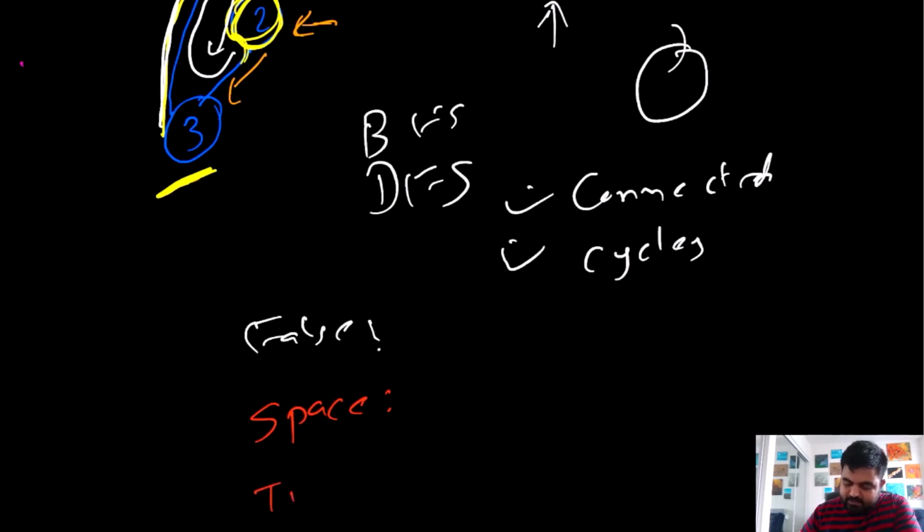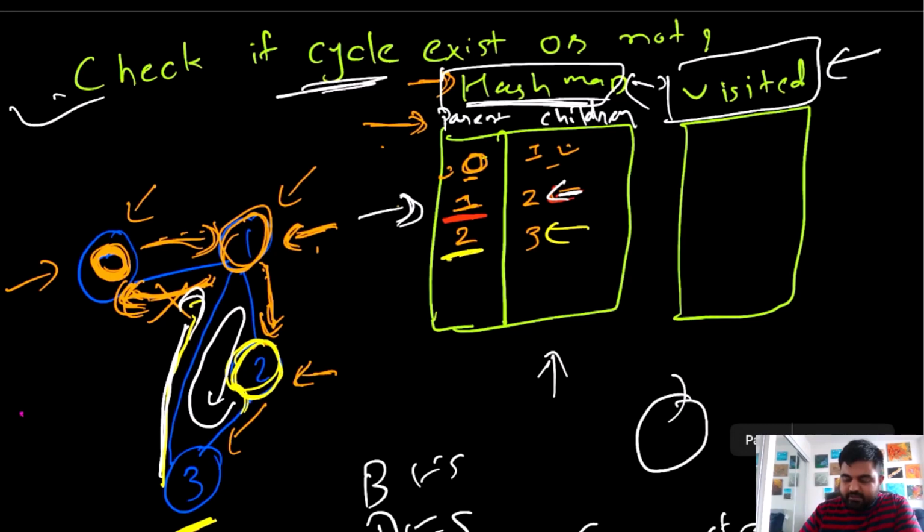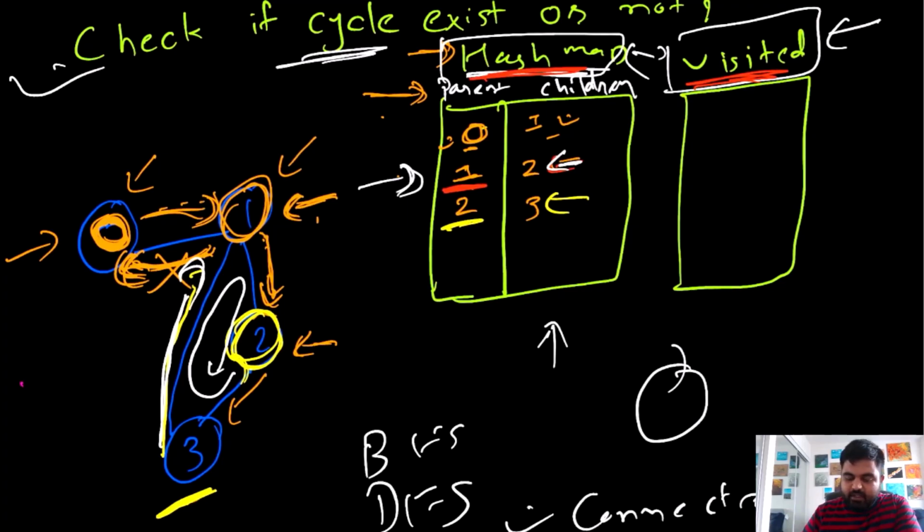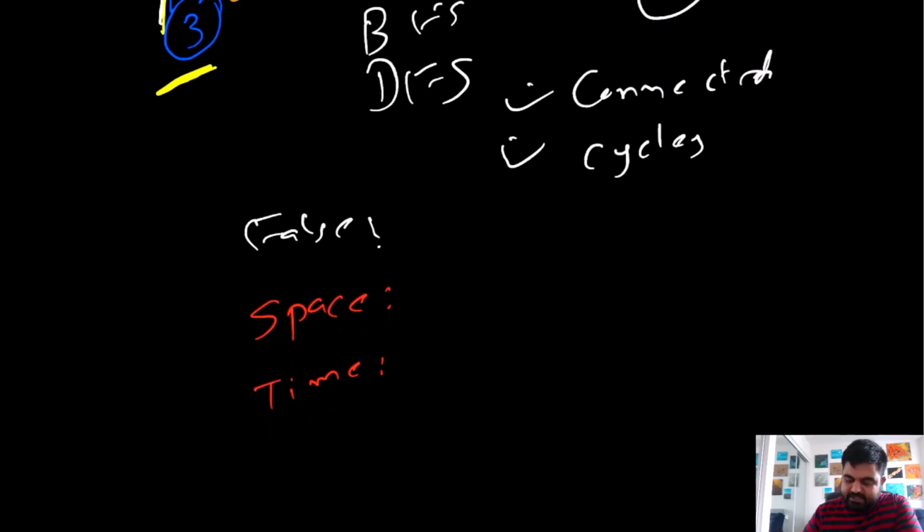So let's first try to determine that. Space complexity, in this case, we know that we will have to use the hash map and we will have to use the visited array as well. Inside the hash map, we are going to iterate over all the nodes plus all the edges, which means that over here the space complexity would be big O of V plus E, because we are iterating over all the vertices and all the edges.